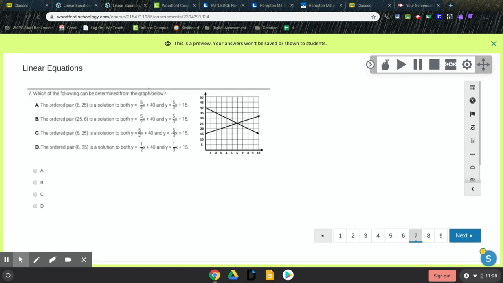All right, which of the following can be determined from the graph below? So you're going to need to look at this graph and figure out which of these equations it matches up with. So when you graph these two equations here, sorry, that line was terrible. When you graph these two equations here, is it these or not?